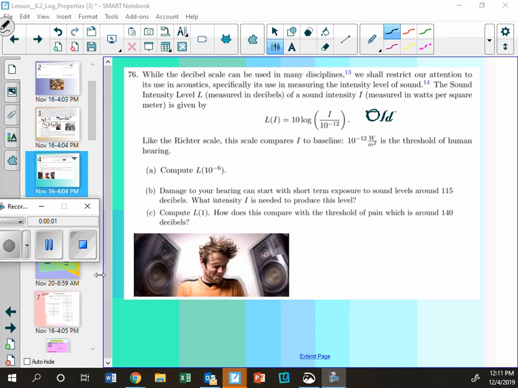Okay, we just went over the earthquake example. Now we're going to be talking about decibels. This is the equation that they use to figure out how many decibels something is at. I'll give you an example of how I used this in the real world recently.